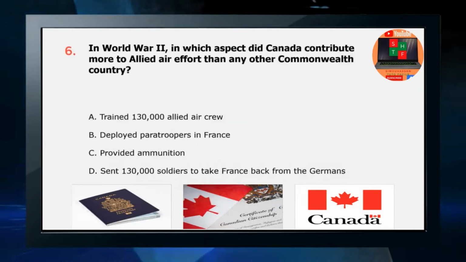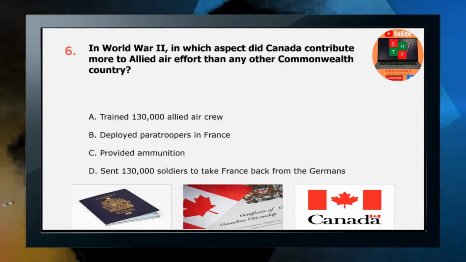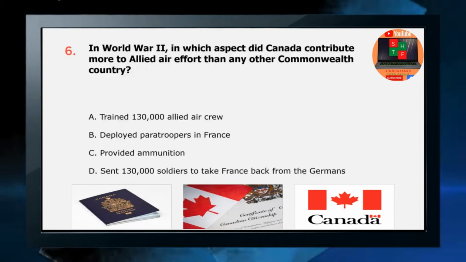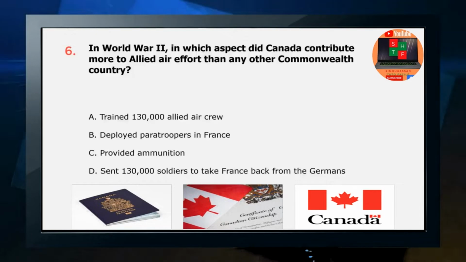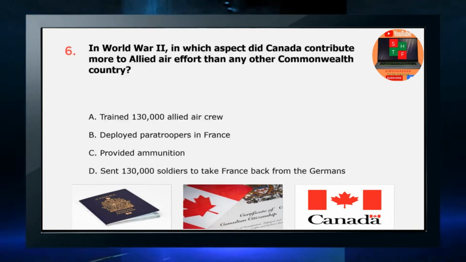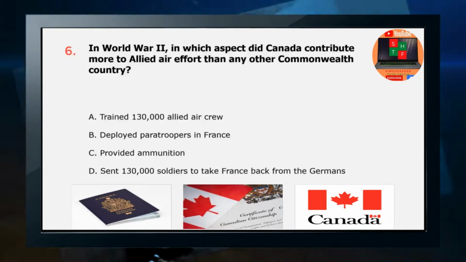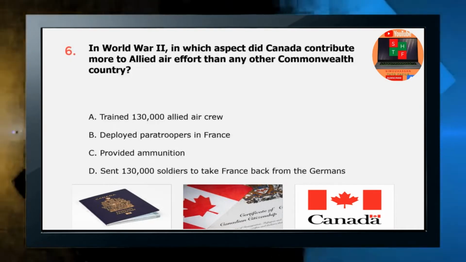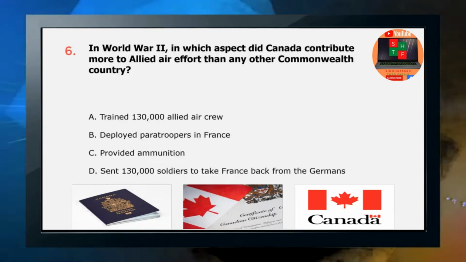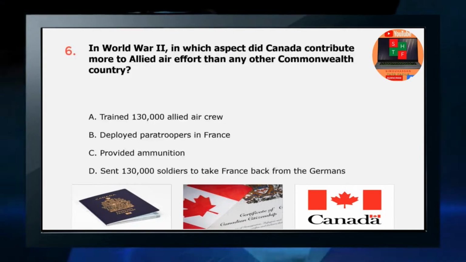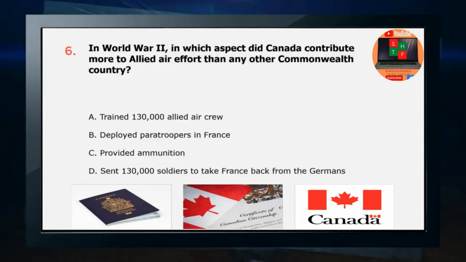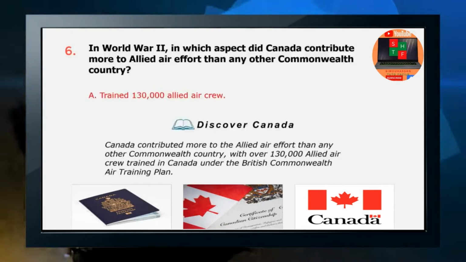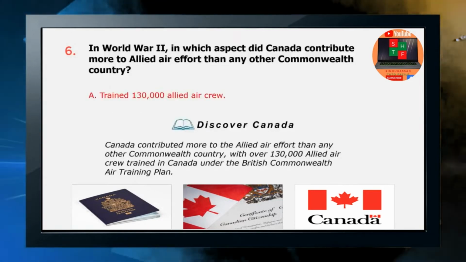Question 6. In World War II, in which aspect did Canada contribute more to Allied air effort than any other Commonwealth country? A. Trained 130,000 Allied air crew. B. Deployed paratroopers in France. C. Provided ammunition. D. Sent 130,000 soldiers to take France back from the Germans. The answer is A. Trained 130,000 Allied air crew.